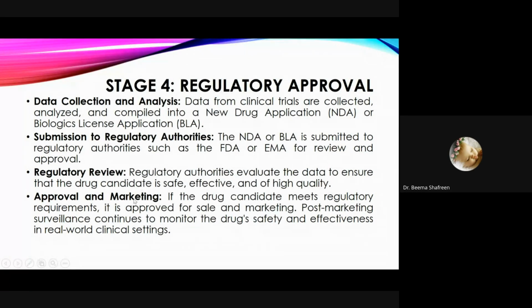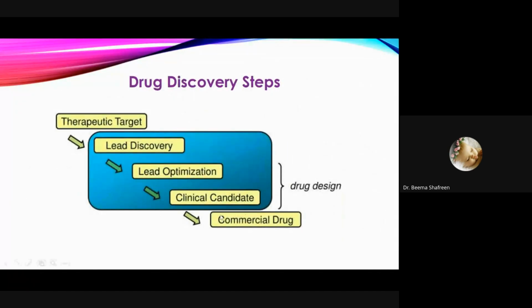And for approval and marketing, the drug will meet the regulatory requirements for sale and marketing, and the post-marketing surveillance will still continue in order to monitor the drug safety and effectiveness in real-world clinical settings. So this is the overall drug discovery step where the therapeutic targets are identified, leads are discovered and optimized, then the clinical candidates are studied. So this too comes under drug designing, and finally the clinical candidate will enter as a commercial drug.